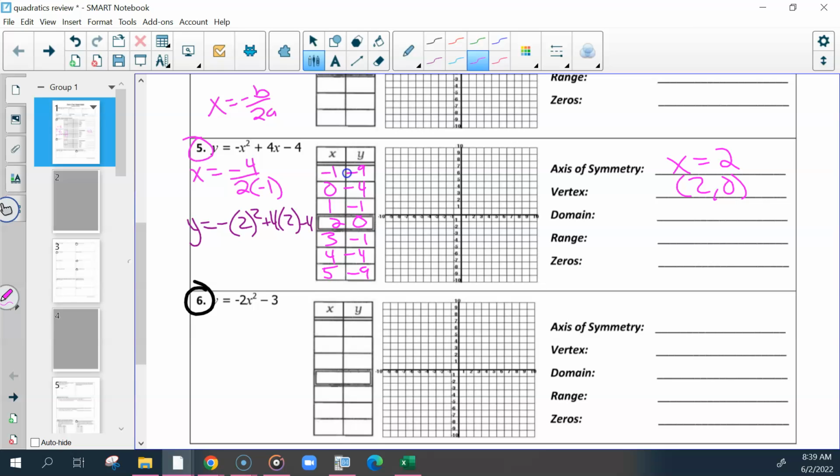Do you have to put another place to see this? I have a question. For negative 4x over 2 times negative 1, where did the square go? So this is A, your negative 1. This is B, your positive 4.